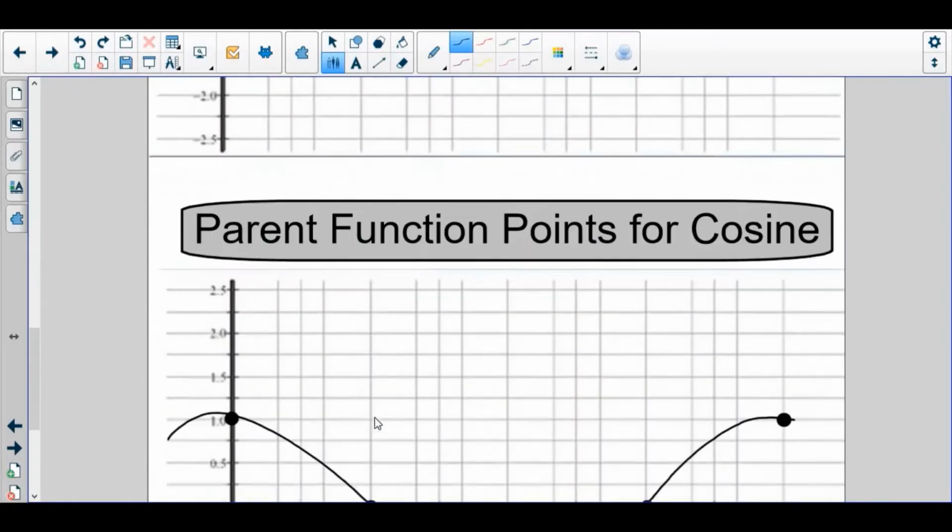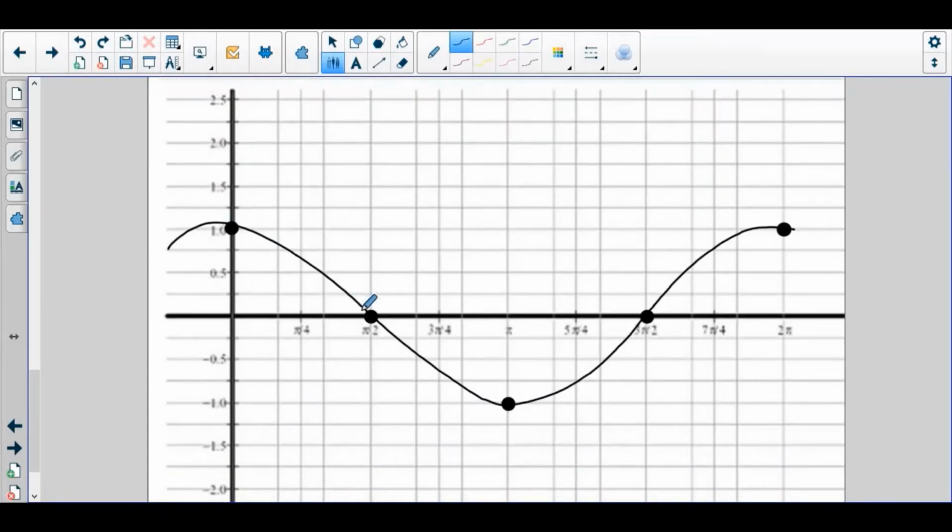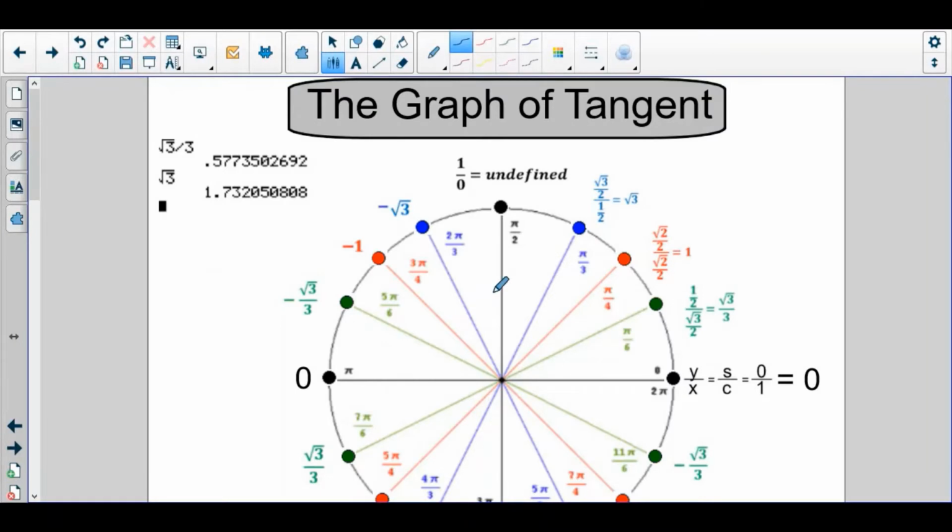We're again going to focus on the axes values. So the parent function points for this are 0, 1, pi over 2, 0, pi, -1, 3 pi over 2, 0, and 2 pi, 1. So tangent is created by dividing sine over cosine. Keep in mind this point is just a regular old point on the coordinate plane, and that point is 1, 0. Okay? So if I try to figure out what tangent is, sine over cosine, or y over x, is 0 over 1, which is 0.